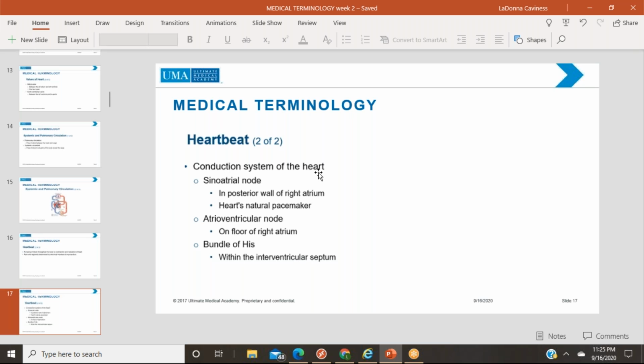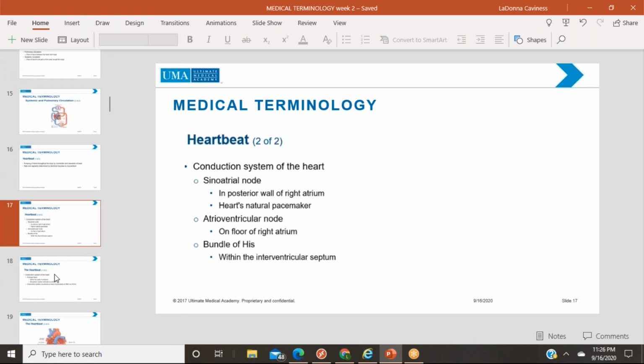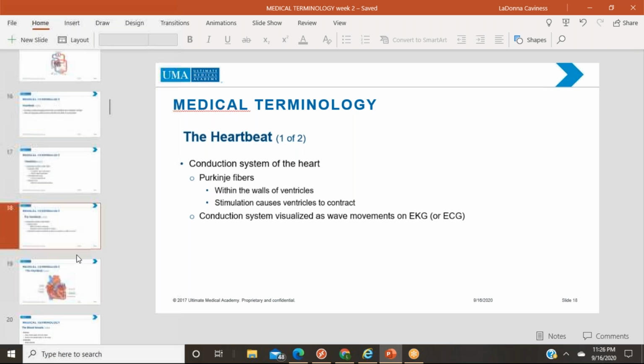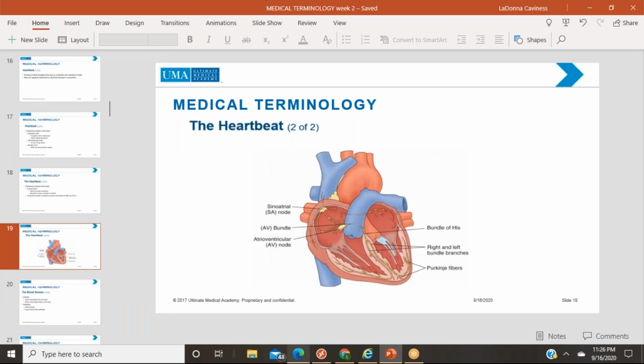And this is the conduction system of the heart. All right, the Purkinje fibers within the walls of the ventricles. Stimulation causes the ventricles to contract. Conduction system visualized as wave movements on an EKG or ECG. All right, here's another image of the heart, the heartbeat.